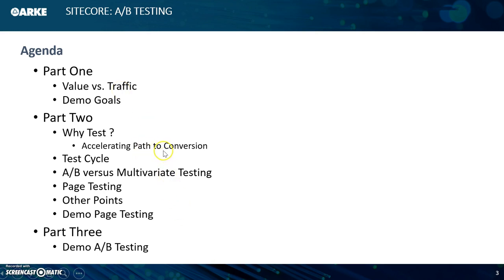But now that we've covered that topic, we'll focus on the topic of testing in terms of the why, what the test cycle means, A/B versus multivariate testing. We'll talk about page testing, some other minor points about testing I want to make sure I mention, and then we should have enough time at the end of the video to actually demonstrate a page test. So I'm going to set one up and demonstrate how you kick one off. And then in the next video, part three, we'll focus more on creating, demonstrating, and analyzing the results of an A/B test.